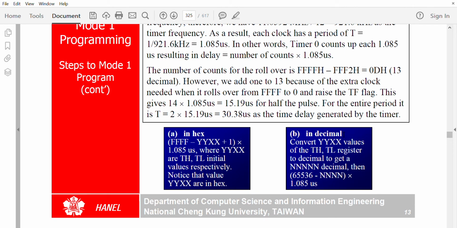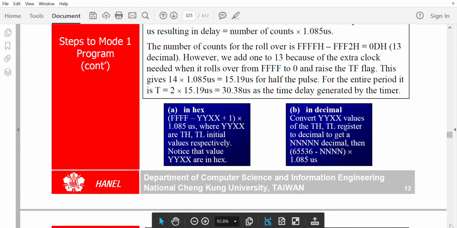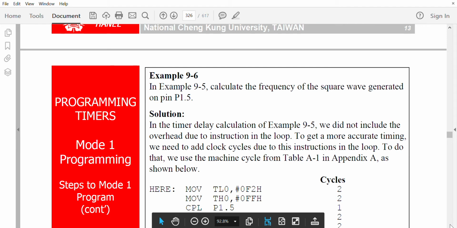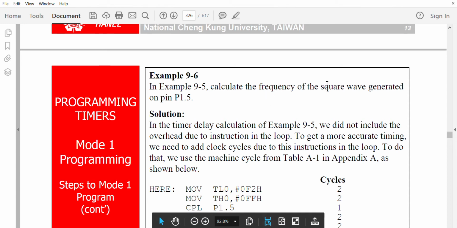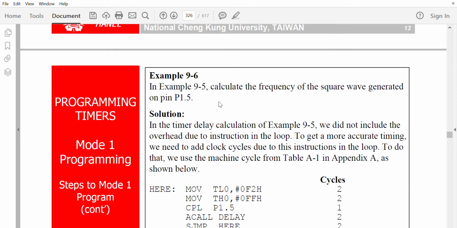convert the initially loaded value to decimal, then 65536 minus that decimal value, into 1.085 microsecond. So that is how you compute the delay. Now in the next question, calculate the frequency of the square wave generated on P15.